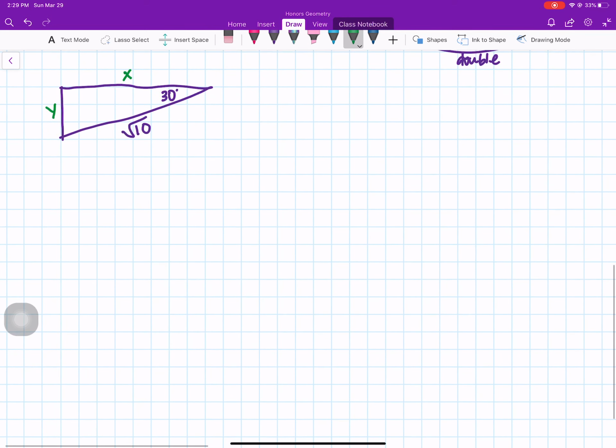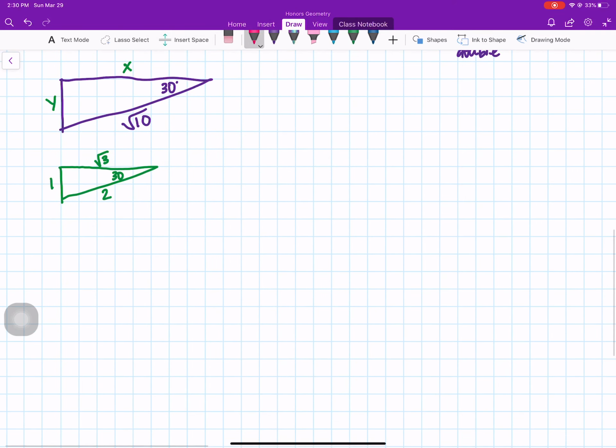Again, every single 30, 60, 90 triangle is a scaled version of the basic 30, 60, 90 triangle, which has the short side of 1, the long side is root 3, and the hypotenuse is 2. Now, notice that I drew this in the same direction that my original purple triangle was drawn. This is on purpose, so it helps me see what matches up a little bit better. So my 2 is going to match up with my root 10. My 1 matches up with my y, and my root 3 matches up with my x.